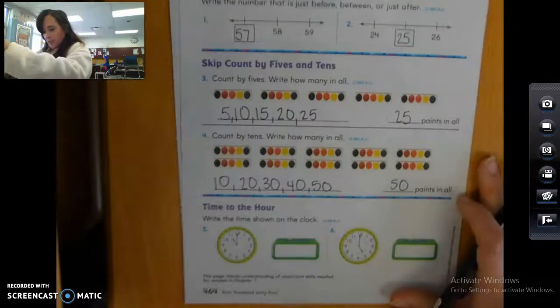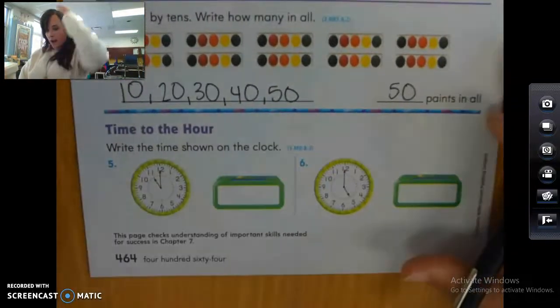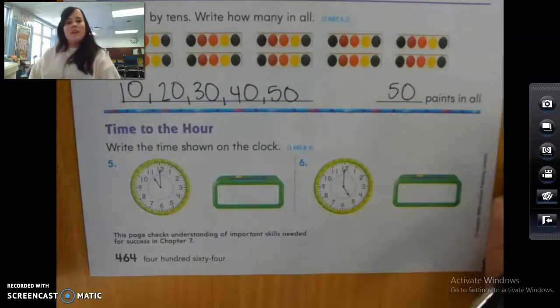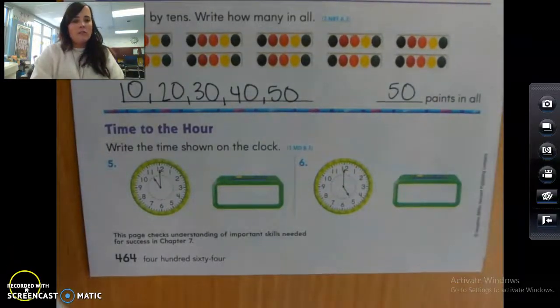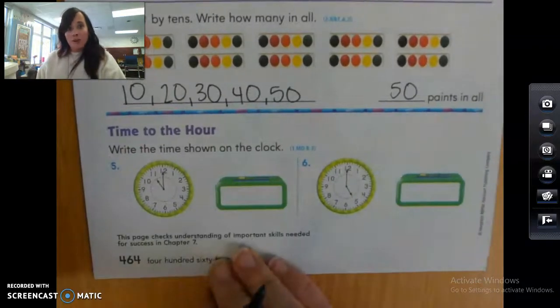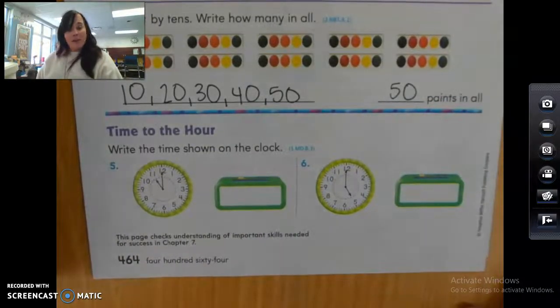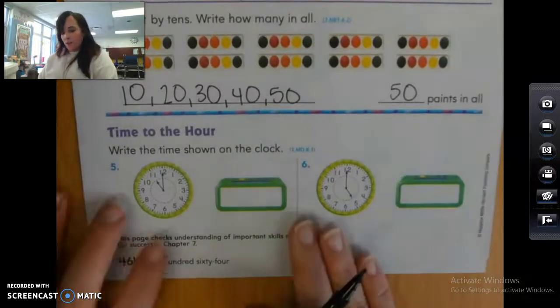All right. Let's look down here. Time to the hour. Wow. We're already doing time to the hour. Sorry about that, second grade. I was just getting a little bit nervous that I was maybe in the wrong chapter, but I am not. So we are going to keep on going. I was actually right this time. It's a shock for us all, I'm sure.